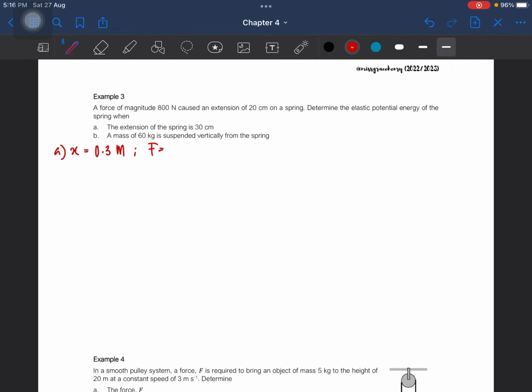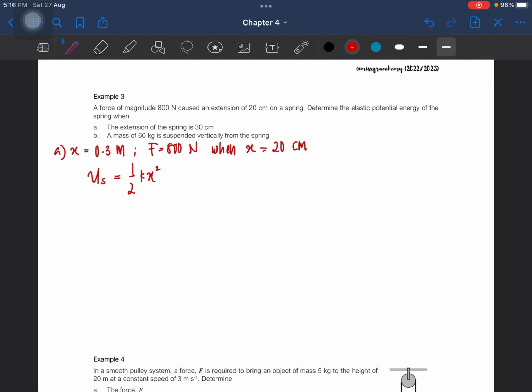Okay, so ada nilai force which is 800 Newton. Causes an extension of 20 centimeter. Oh, okay. So F is equal to 800 Newton when x is equal to 20 centimeter. So we have to determine the elastic potential energy, that is Us equal to apa so Us tu? Oh, okay. Half kx square.